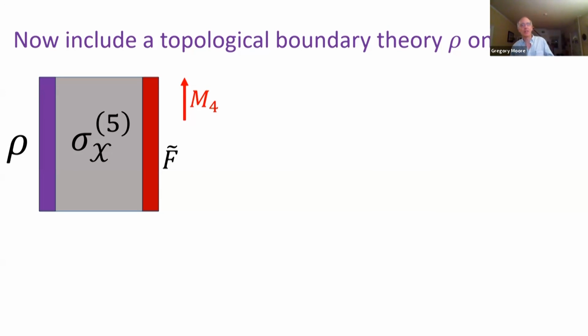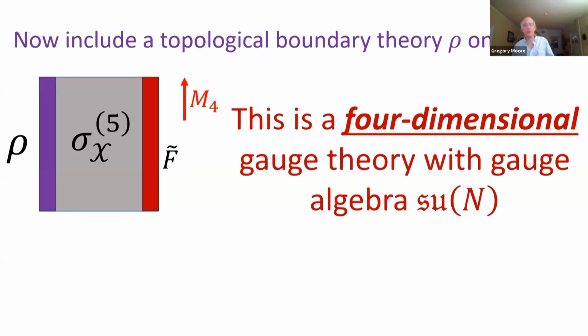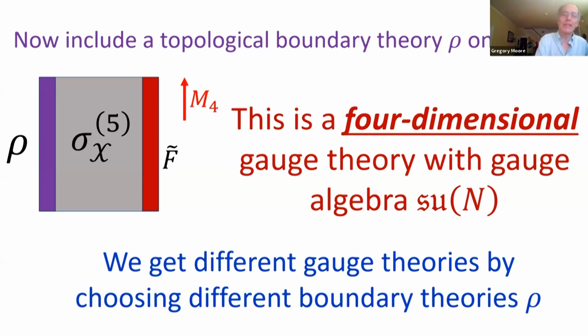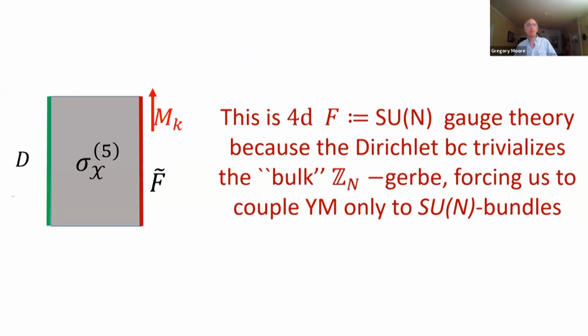And so the picture that you're looking at is really a picture of a four-dimensional gauge theory. And it's a four-dimensional gauge theory with the gauge algebra SU(N). And then we can get different gauge theories by choosing different boundary theories rho. So for example, if I choose the Dirichlet boundary condition, then that trivializes the gerbe. So then, because the interval's topologically trivial, that means I've trivialized the bulk gerbe in 5 dimensions, which forces us to trivialize the gerbe on the space-time on the right.